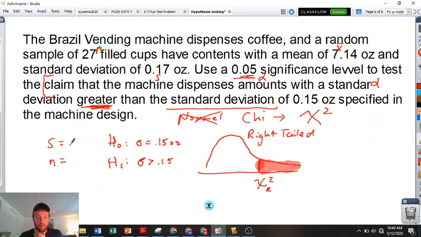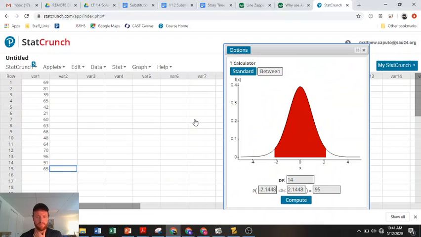So our s is 0.17. It gave us the mean to be mean. Get it? The textbook was like, here's a number you don't need. n is 27. So really, I think all we'll need is n-1, the degrees of freedom, because that's what the chi depends on. 27, 27, 27, so it's 26.